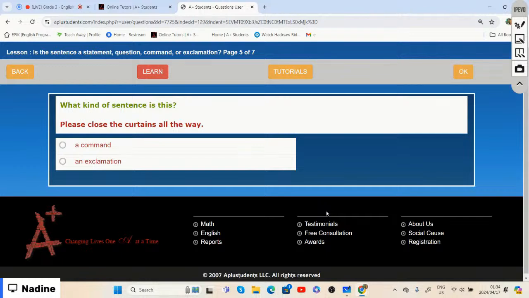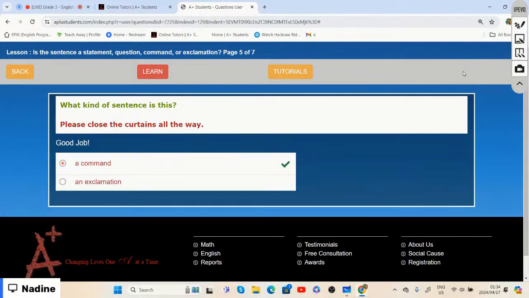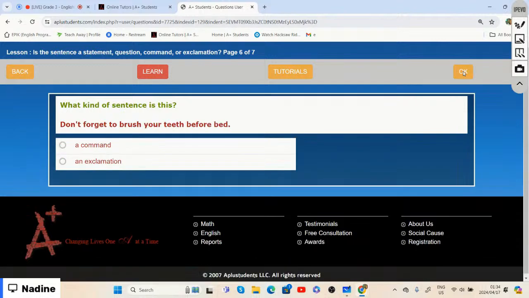All right. So if we choose the kind of sentence, then we will choose a command because it's basically telling us to do something, right? To close the curtains all the way. Yes, so a command is correct, right? Thank you, Nolly.